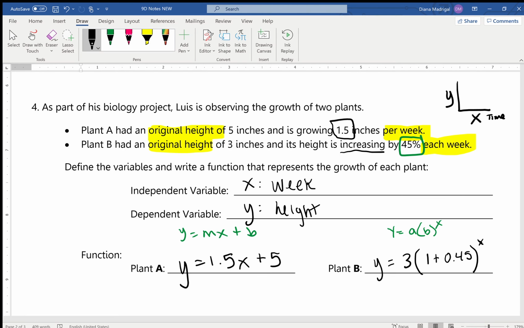So my final function for this is 3 times 1.45 to the power of x. And that's it. That's all we're doing. We're distinguishing between, again, linear and exponential functions, which is our objective for this target.